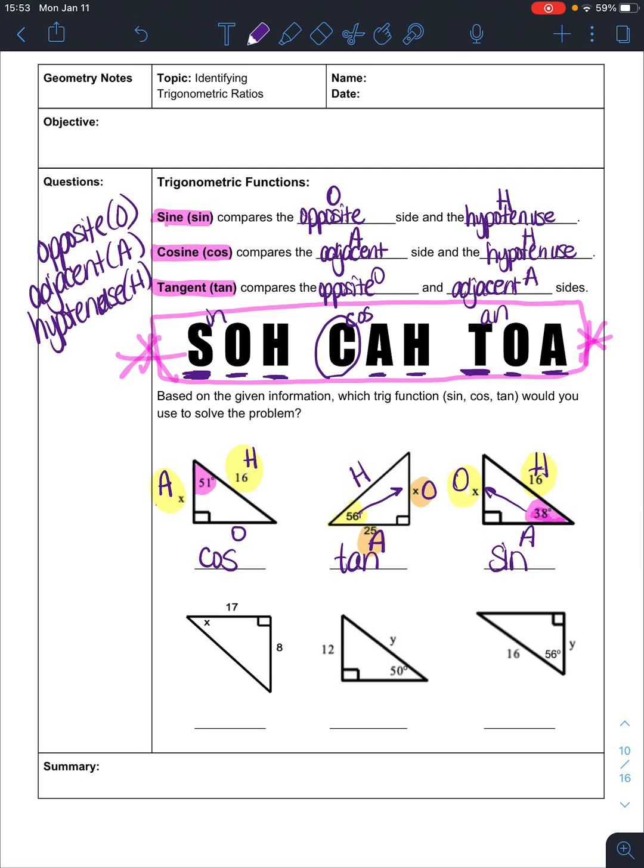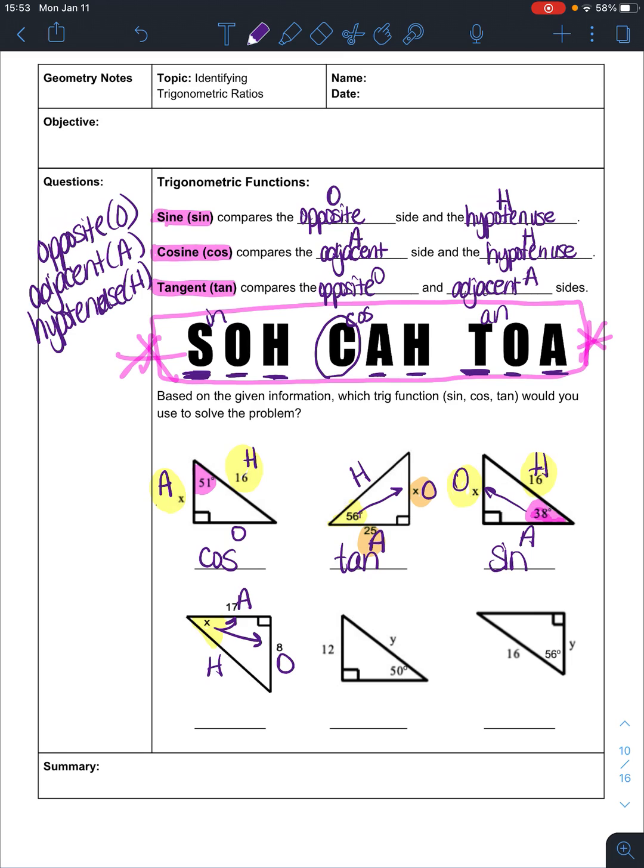Okay, so let's look at this next problem. This next problem is one that would enable us to find an angle. So we don't know what this angle is, but it is labeled, so I'm still going to mark it. So I have the angle, and I look at my sides. Again, find your hypotenuse first. Then the 8, the side that's labeled 8, that's your opposite side. And the side that's labeled 17, that's touching it, that's your adjacent side.